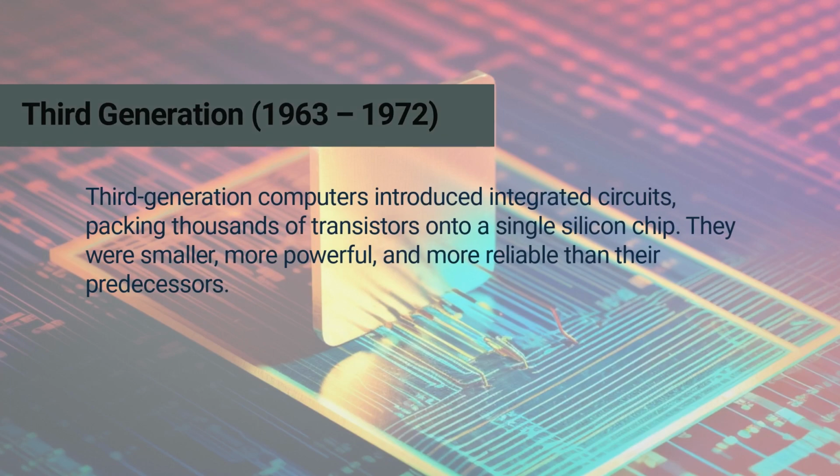Third-generation computers, 1963 to 1972. Third-generation computers introduced integrated circuits, packing thousands of transistors onto a single silicon chip. They were smaller, more powerful, and more reliable than their predecessors. This generation saw the development of the mouse and the graphical user interface, GUI, making computers more user-friendly.